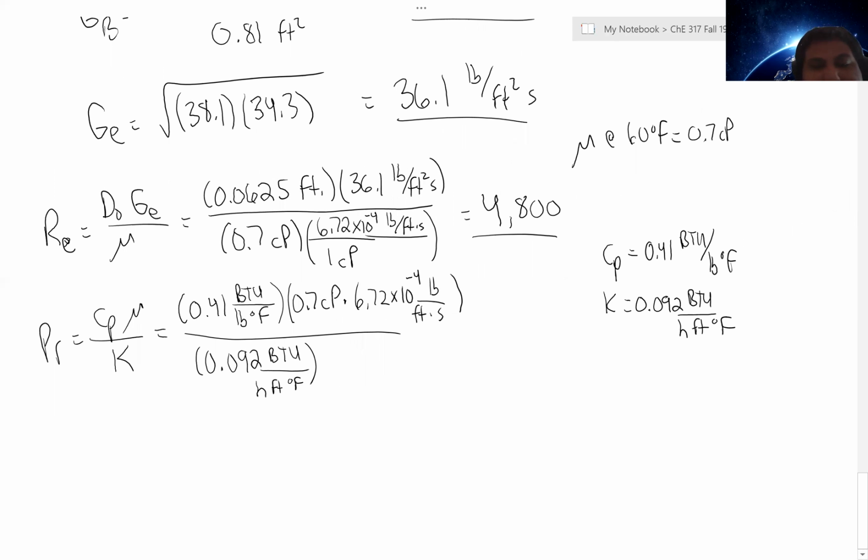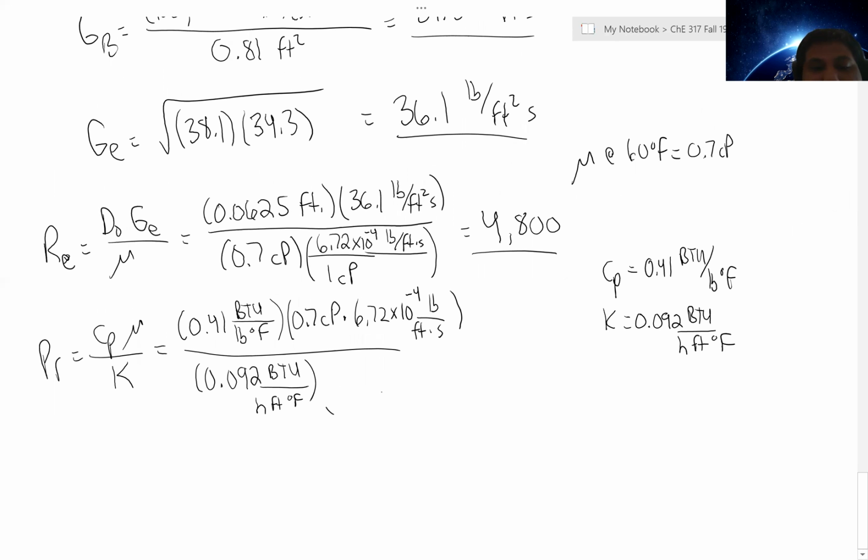And I have to do a conversion because I've got seconds in the numerator, hours in the denominator. I've got space in the denominator, so I'll do it there. 1 hour is 3,600 seconds. Always make sure, because these values should be unitless, which means the Prandtl number is about 7.55.